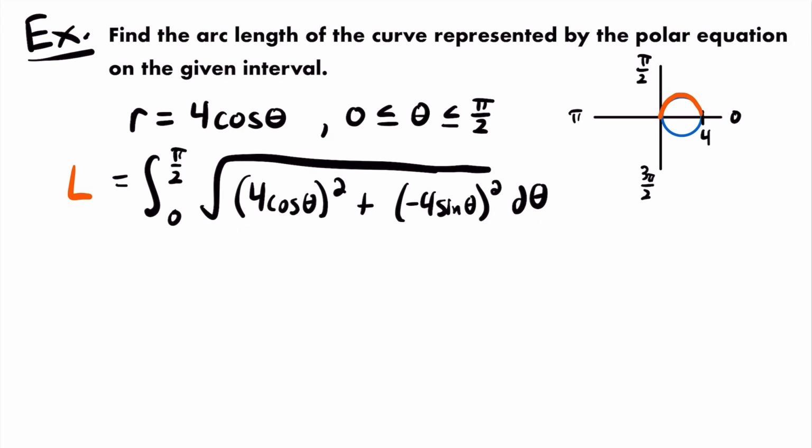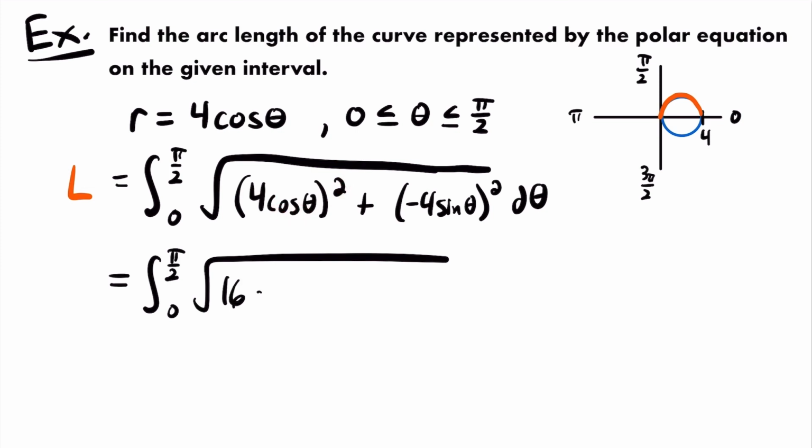So the first thing that I'll do here to simplify this is square both of these terms. So if we do that, this will be equal to the integral from 0 to pi divided by 2 of the square root of 4 times cosine theta squared. So we'll square each part. 4 squared is 16, and cosine theta squared is cosine squared theta. So we'll have 16 times cosine squared theta. And then we'll add that to negative 4 times sine theta squared. Negative 4 squared is also 16, and sine theta squared is sine squared theta. So we'll have 16 times sine squared theta times d theta.